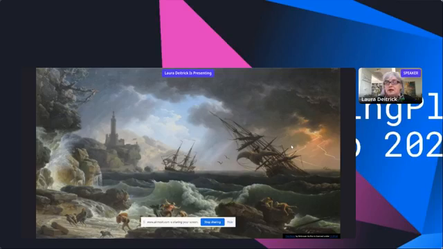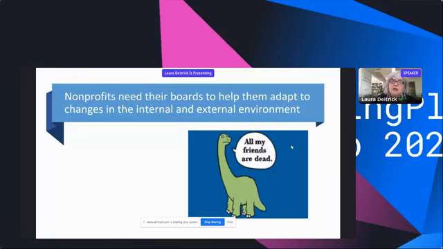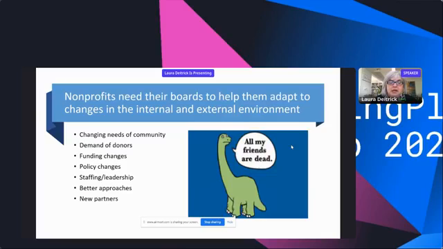And so ultimately, we want our boards to be helping our organizations to adapt to changes in both the internal and the external environment. There's a little cartoon about what happens if you don't adapt. And boards can really play that position by understanding the external environment and bringing in that knowledge and information to the organization and being kind of that listening post while the organization is busy doing the work on the ground and obviously knows the community and the people being served really well.